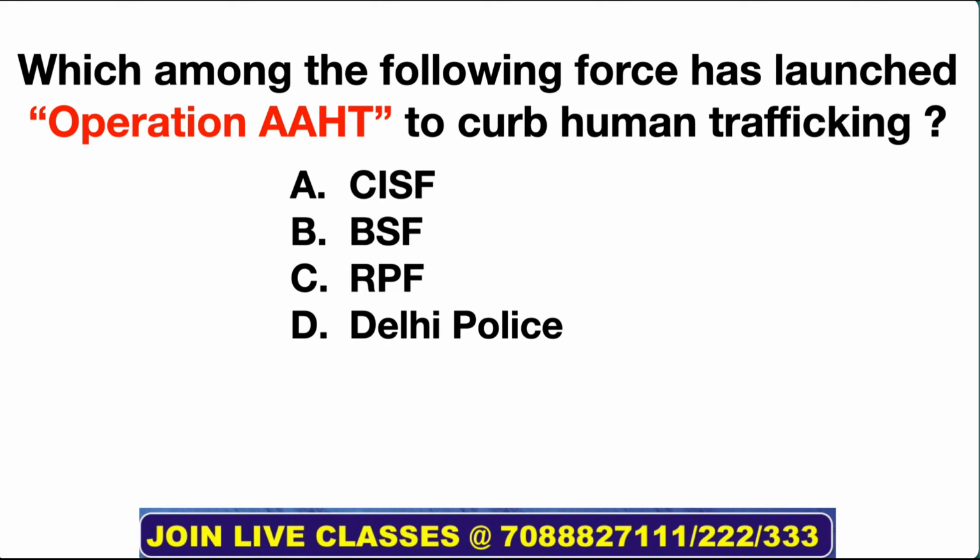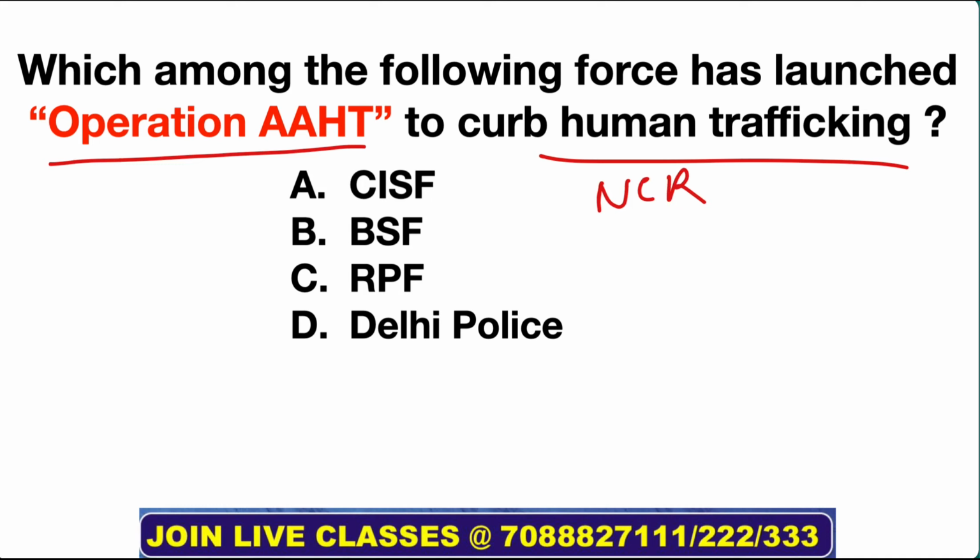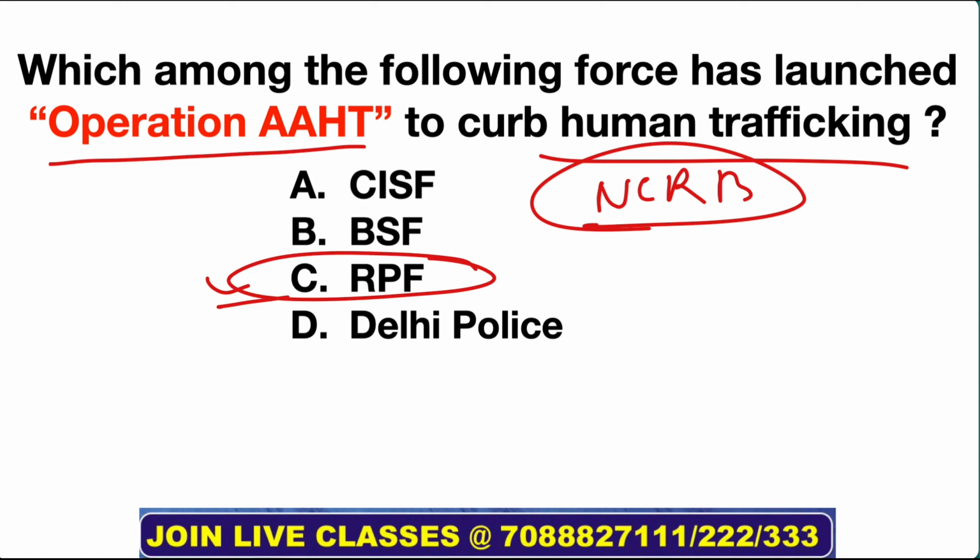Which among the following forces has launched Operation Ahat to curb human trafficking? Because as per the NCRB data, National Crime Record Bureau data, around 2200 cases of human trafficking are registered every year. Okay, so this is a serious problem. The correct answer is RPF, Railway Protection Force. So the correct answer is option C.